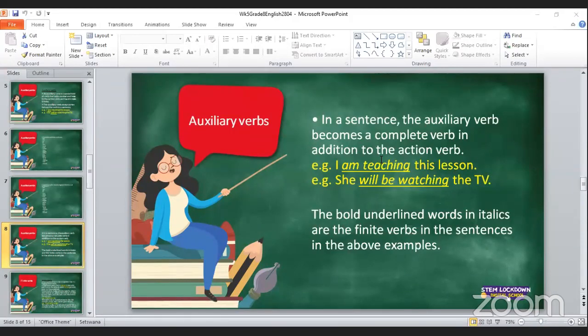Yes, we're still on auxiliary verbs. I said that in a sentence, the auxiliary verb becomes a complete verb in addition to the action verb, right? For example, I said, I am teaching this lesson, right? So I've underlined am teaching, which means that am teaching is the finite verb of this sentence. So the am is our auxiliary verb, teaching is our action verb. So if you combine them, this becomes our finite verb. So I am teaching this lesson becomes a complete sentence.